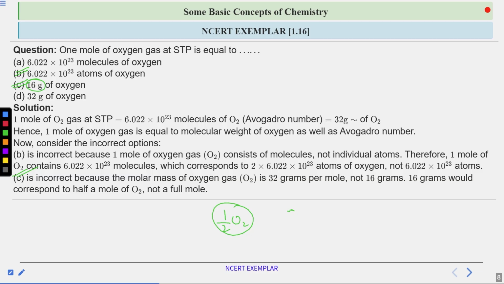Yes, so 16 gram of oxygen means 1 mole of oxygen atom. Yes, Pratik, it will be 32. Yes, I will summarize it quickly once again.